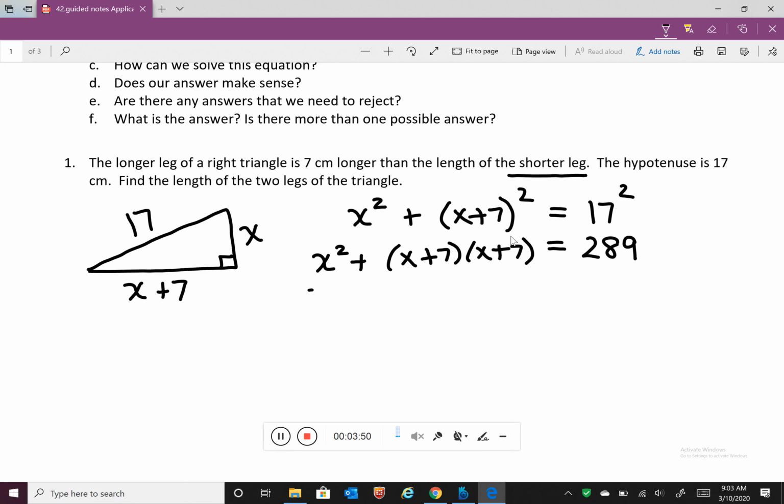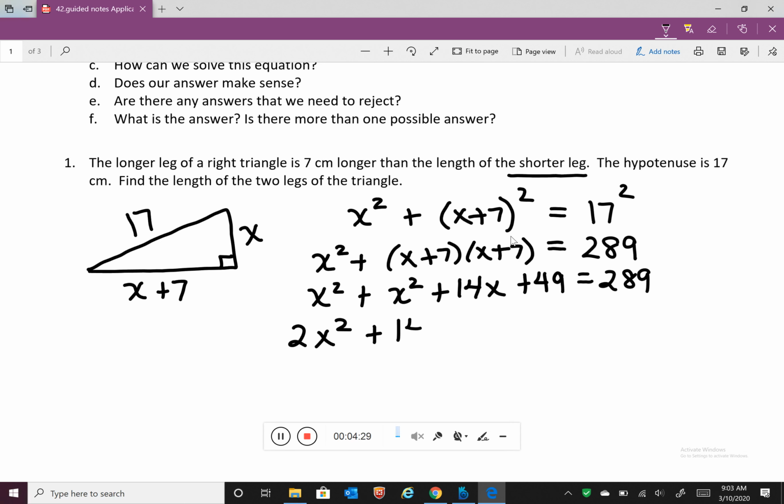So now we're going to distribute our x plus 7 times x plus 7, which gives us x squared. And then notice we have plus 7x for the outside distribution and plus 7x for the inside distribution, which gives us a total of plus 14x. And then our last distribution is 7 times 7, which is 49. And now we're going to combine our like terms. So we have x squared plus x squared, which is 2x squared.